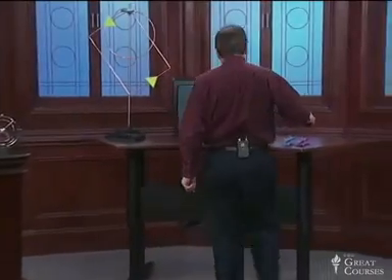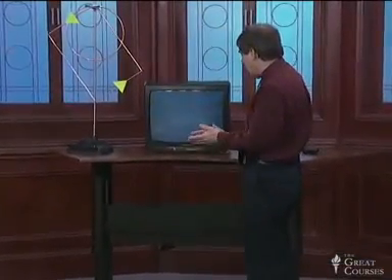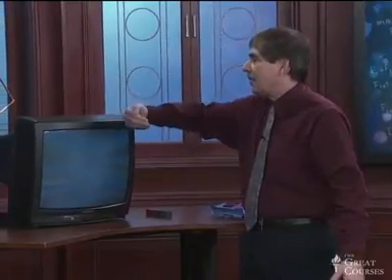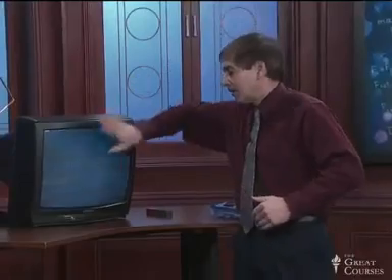Here's an old-fashioned cathode ray tube television. There probably aren't very many of these left in the world. They worked by shooting a beam of electrons from in back of the TV. That's why they had to be so thick, toward this screen, and when they hit the screen it lights up, and by aiming the beam and changing its strength and so on, you could paint a picture on the screen.